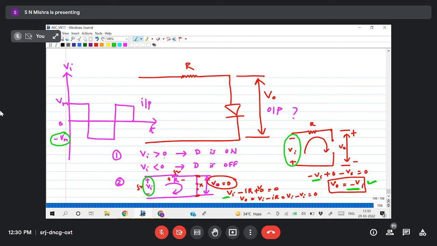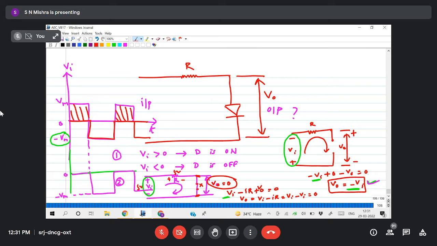Whenever the diode is in the positive half cycle and the diode is on, I am getting output as 0. Output is 0 up to this point. For the negative half cycle, what am I getting? V naught equals minus Vi. So minus Vi means it will be this. So 0, minus Vm, again 0, again minus Vm, like that it will continue. The positive half cycle is getting cut here.